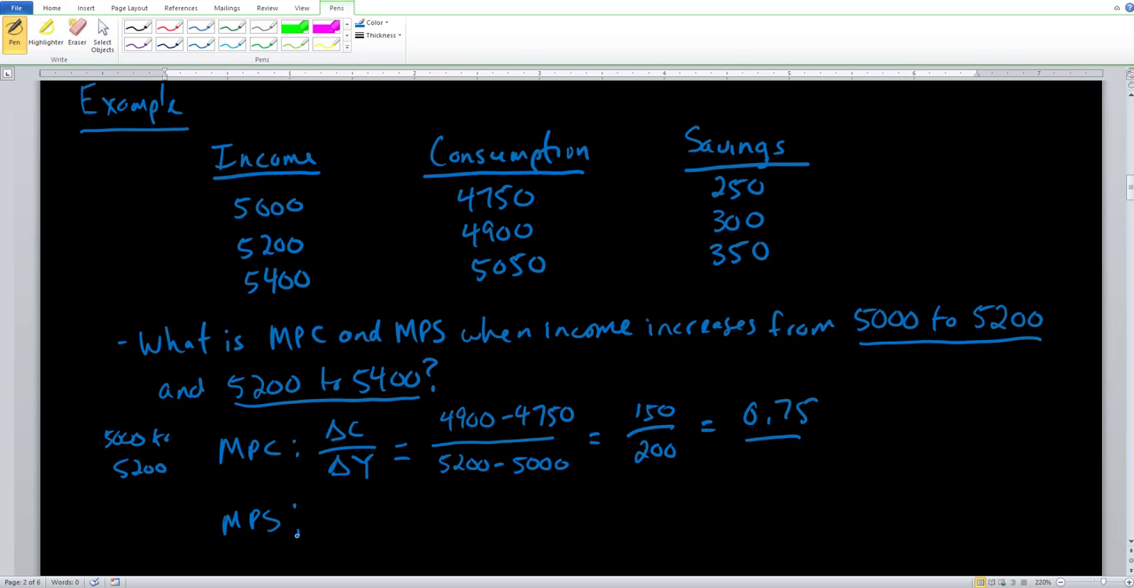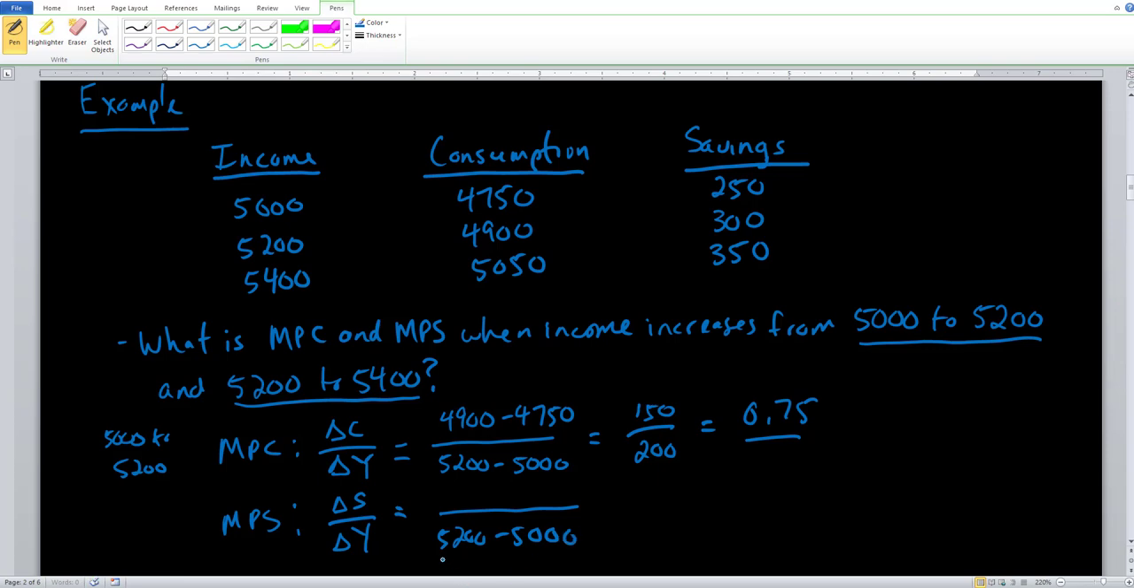Next, we can go ahead and do MPS. Well, you can do the very easy thing and say, hey, I know MPC is 0.75, so MPS has to equal 0.25 because the sum of these two has to equal 1. Let's go ahead and do it long way just for practice. Change in S divided by change in Y. You're going to notice that the change in Y is exactly the same. We went from 5,000 to 5,200. So here, 5,200 minus 5,000.